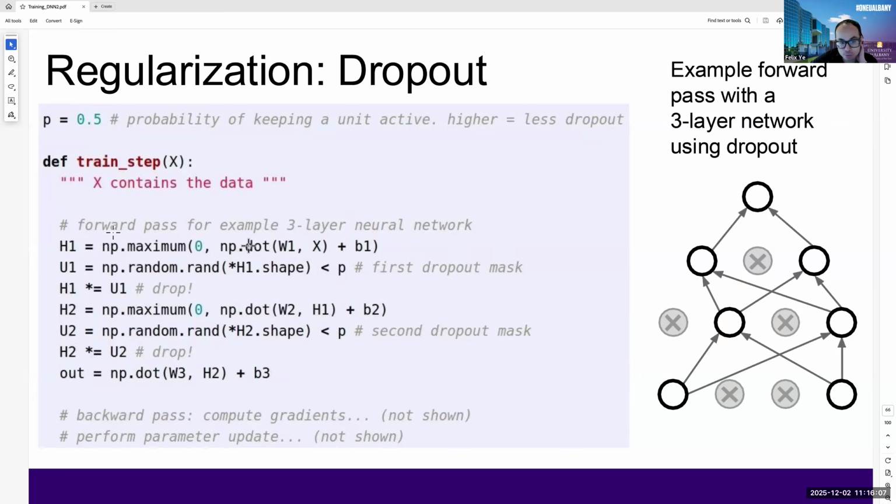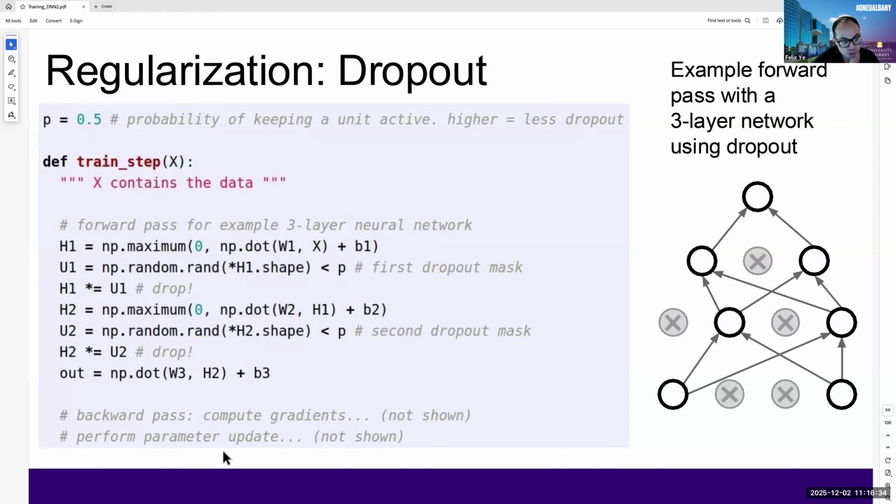So we have this full process for this 3-layer neural network. I'm going to throw a random number between 0 and 1. If it is below 0.5, I'm going to drop it out, and otherwise, I'm going to keep it. Then I keep applying, and we have a second dropout mask, and keep going on.